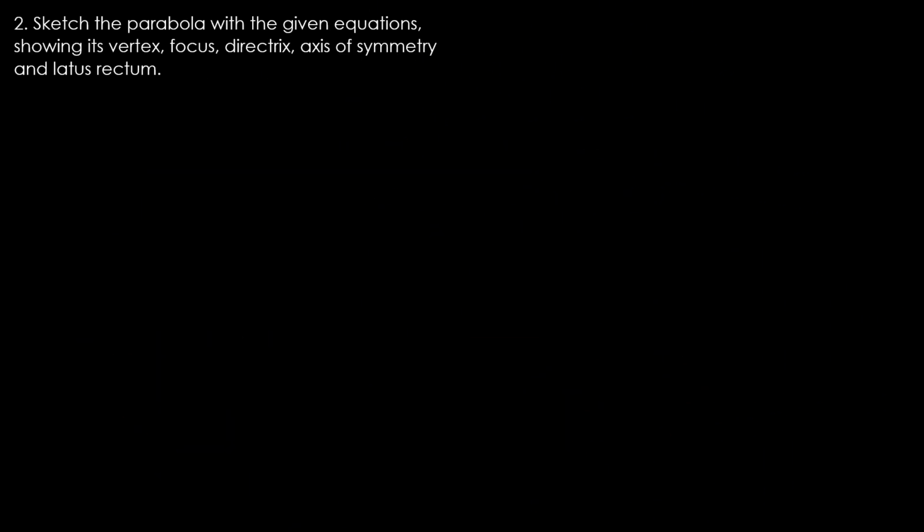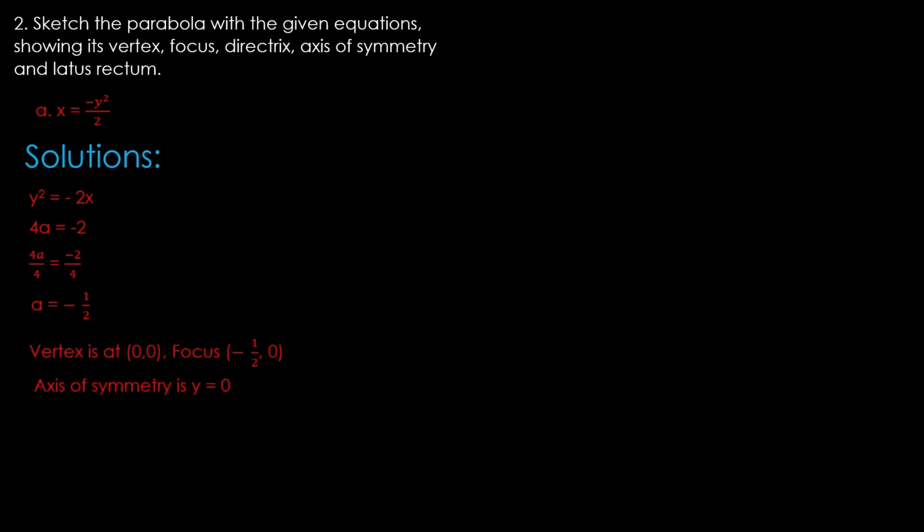We have another example. Sketch the parabola with the given equation, showing its vertex, focus, directrix, and axis of symmetry, as well as the latus rectum. x = -y squared over 2. For this, we are going to write it into this form. We get y squared = -2x. That means our 4a is -2. Solving for a, it's -1/2. Then we can see here the vertex is at (0, 0), the focus is (-1/2, 0), the axis of symmetry is y equals 0, and the directrix is x equals 1/2.